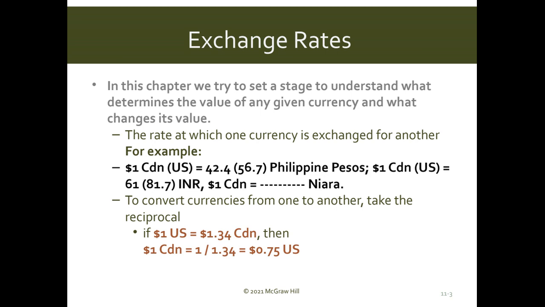Who actually determined this exchange rate? Where does this number come from? 61.3 Indian rupees equal to $1. So this number comes from the foreign exchange market. This is the price. For example, if I ask you what is the price of one Canadian dollar in terms of Indian rupees, you would say 61.3. That is, you pay 61.3 Indian rupees to purchase one Canadian dollar.